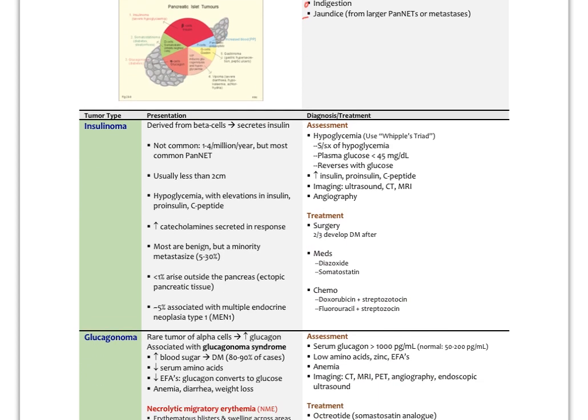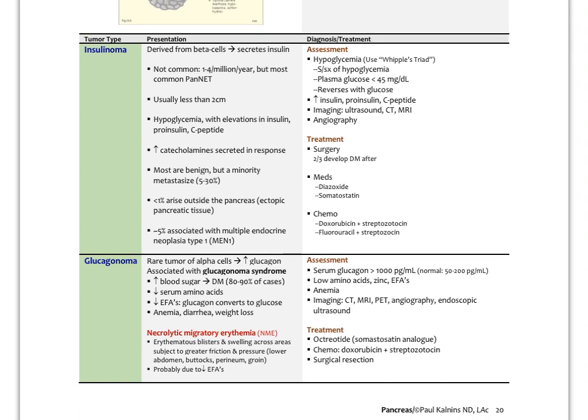So probably the most common of these would be the insulinoma, and that's derived from the beta cells, hypersecretes insulin, and so we actually get hypoglycemia as our primary clinical manifestation. And you can use something called Whipple's triad, which is signs and symptoms of hypoglycemia, and having a plasma glucose under 45 in adults, and that it reverses with the intake of glucose. So those three, if they're met, we meet the criteria for Whipple's triad.